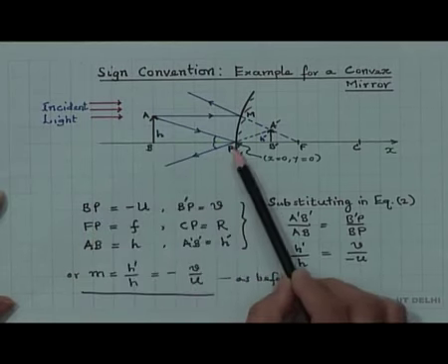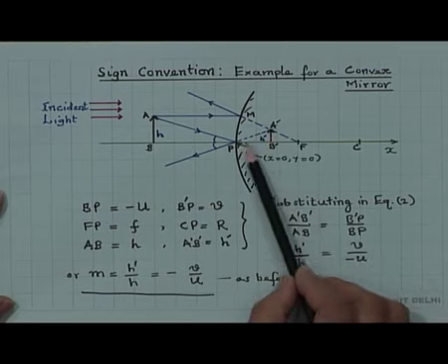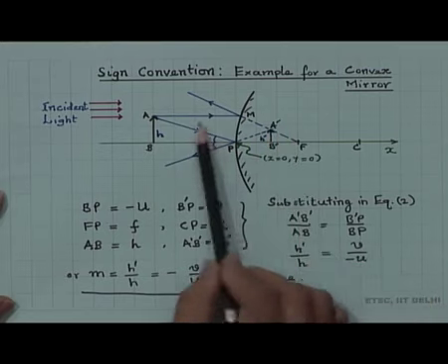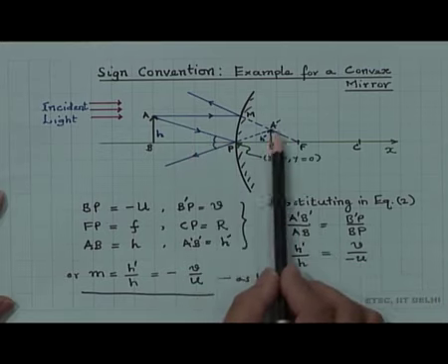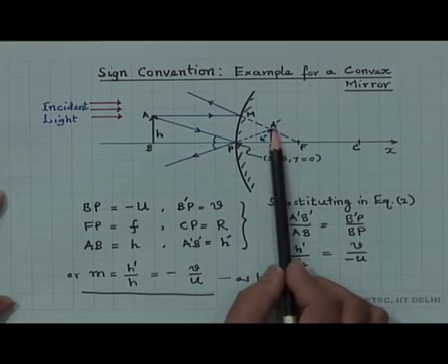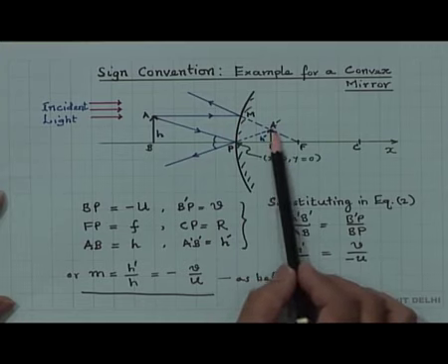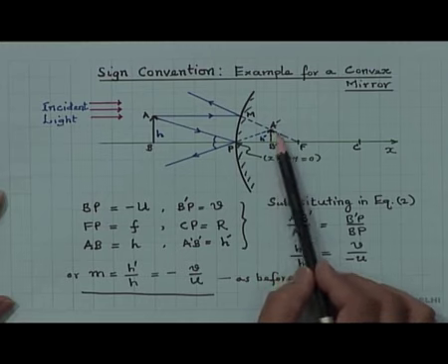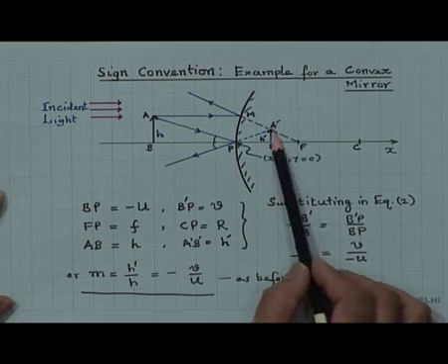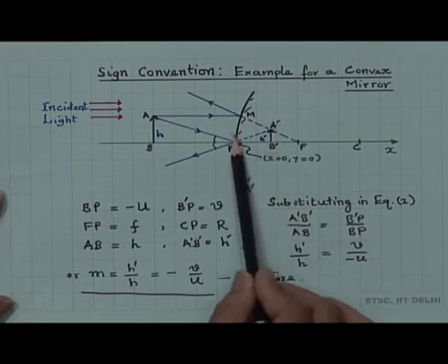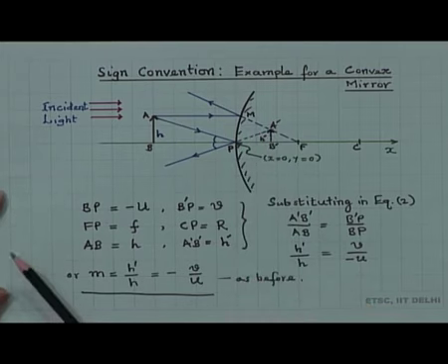But if we extrapolate this onto the other side of the mirror, then they appear to come from the point A dash, and therefore a virtual image A dash B dash is formed on the back side of the mirror at a certain distance.